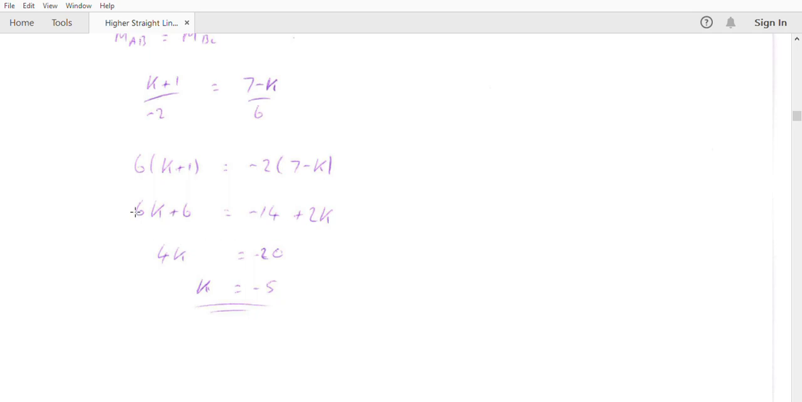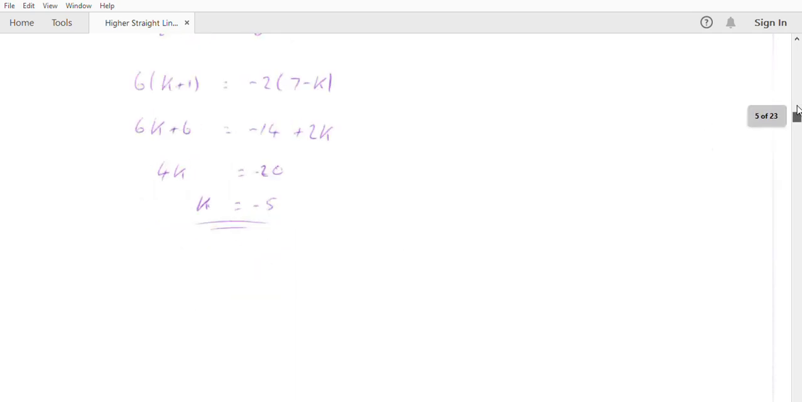So then subtract 2k from both sides here, and then subtract 6 from both sides also. And divide through by 4 at the end, and we get a value of k equals negative 5.